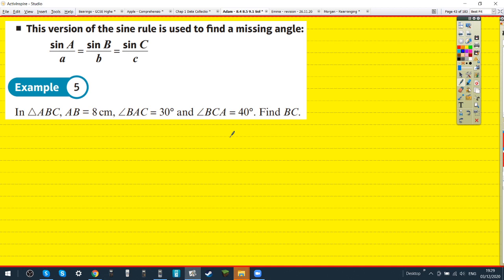So could you do 8 over... wait, no. Yeah, 8 over sine 40. Okay. Which gives you 12.44 or 12.45. Okay.